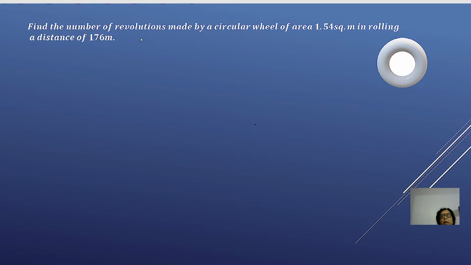Next one is find the number of revolutions made by a circular wheel of area 1.54 square meter in rolling a distance of 176 meter. This is a wheel, and when the wheel rolls, in one revolution that it is making, the distance covered will be equal to the circumference. So the wheel is rolling over here. So as it rolls, the distance covered will be equal to the number of revolutions into the circumference, that is defined by 2 pi r. So 2 pi r into number of revolutions will be equal to the distance covered.